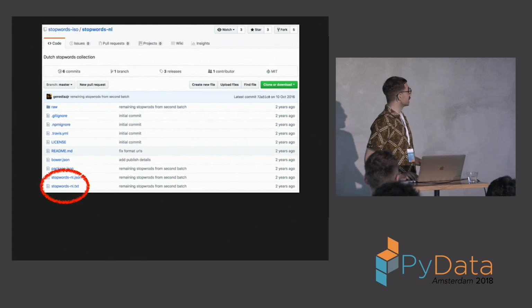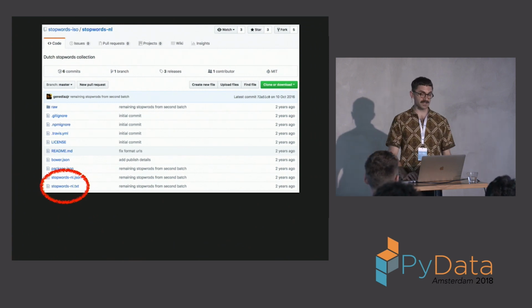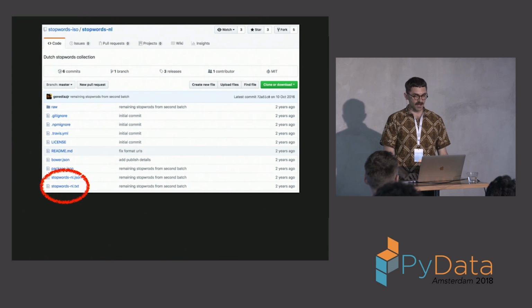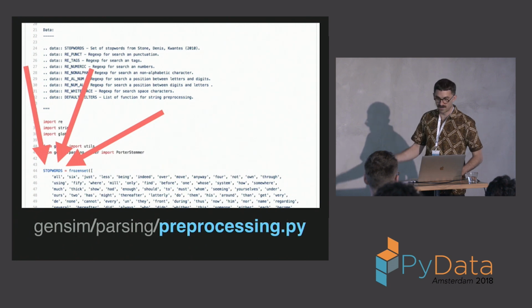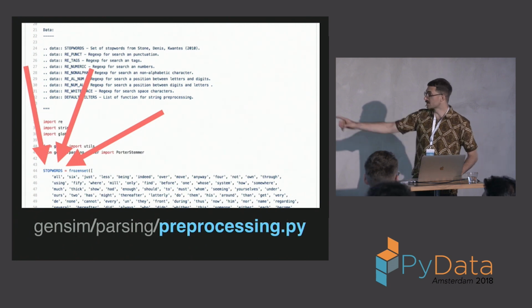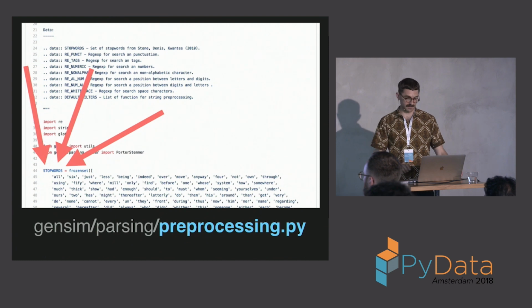This is the repo for the Dutch language. At the bottom, you see stopword lists in both JSON and text format. All you have to do is bundle them up and then drop them into GenSim's pre-processing file. So you just strip out that frozen set with the one from Stopwords ISO.